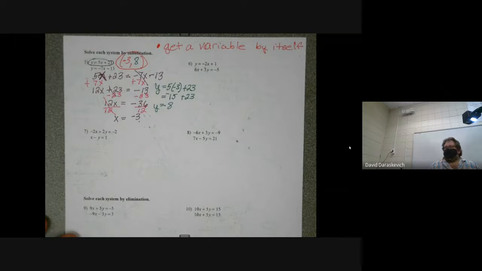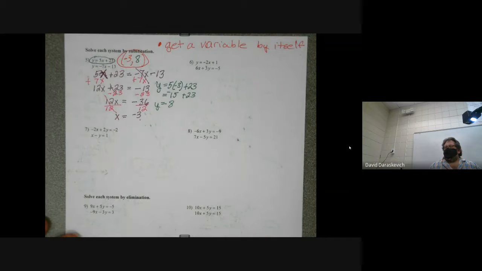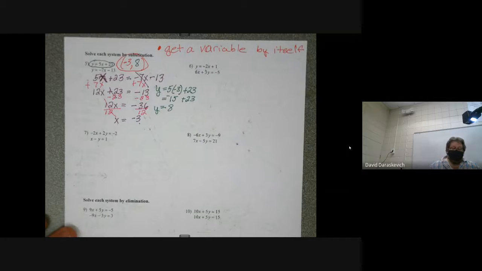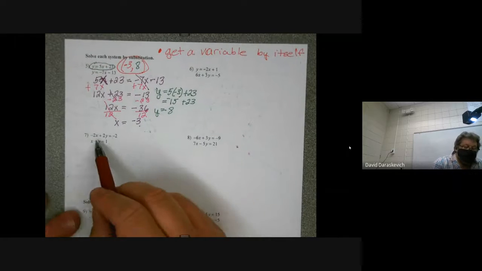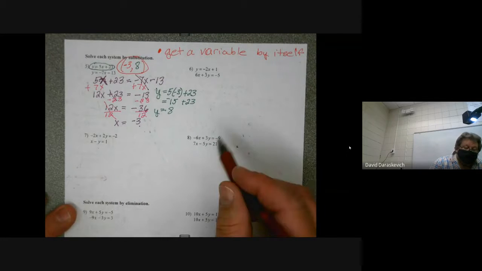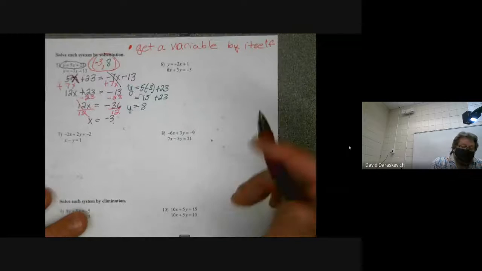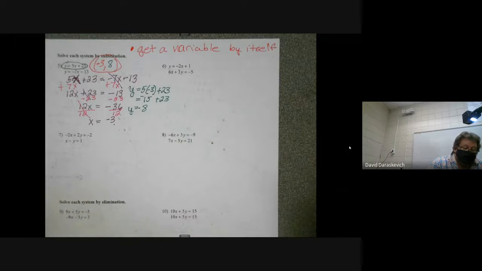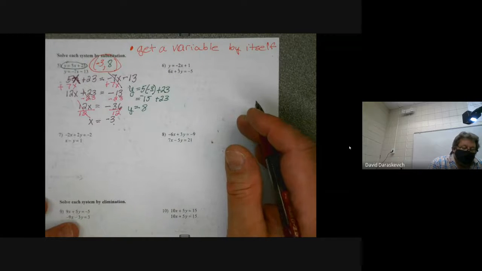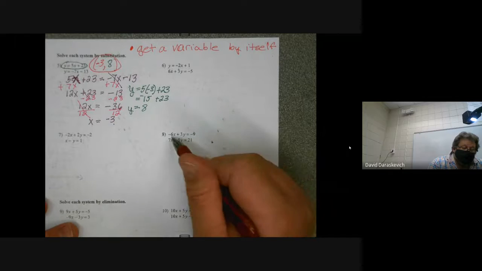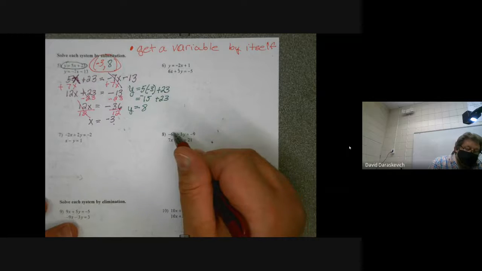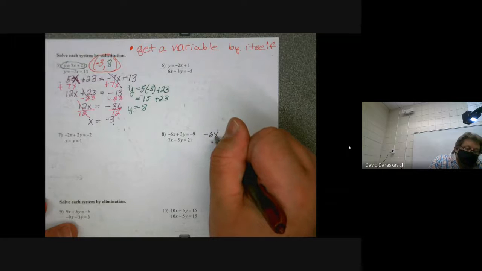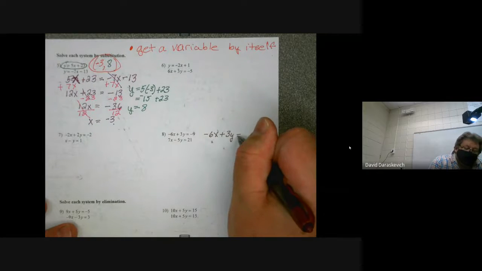Let's do number 7 underneath it. Okay, first thing I have to do is get a variable by itself. Actually, let's do number 8. Number 8's a good one. Now this one doesn't matter which one to get by itself. You can pick either equation and you can pick either variable. I'm going to pick this top equation. -6x plus 3y equals -9.